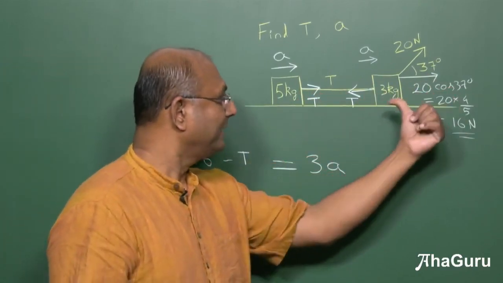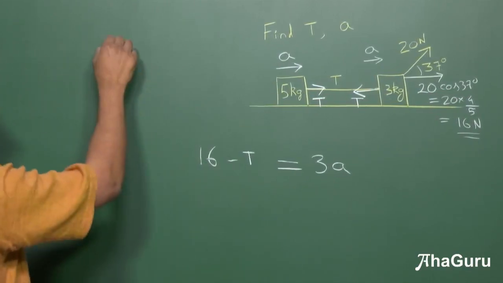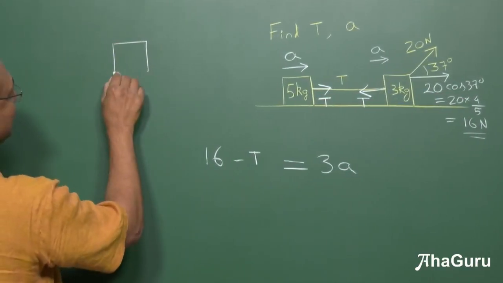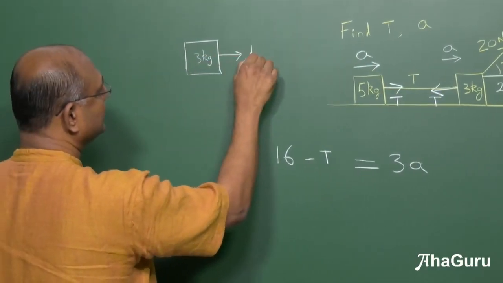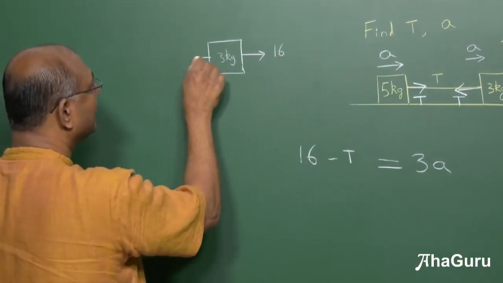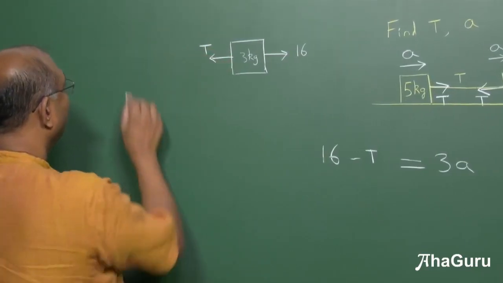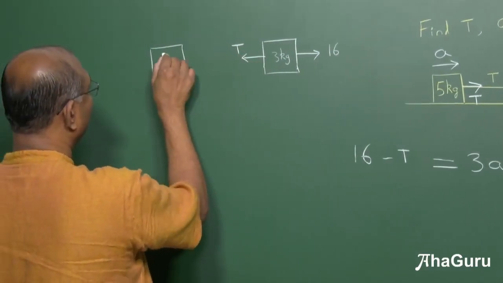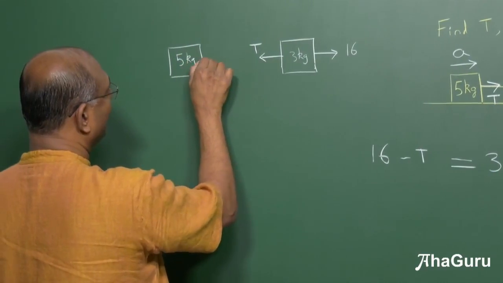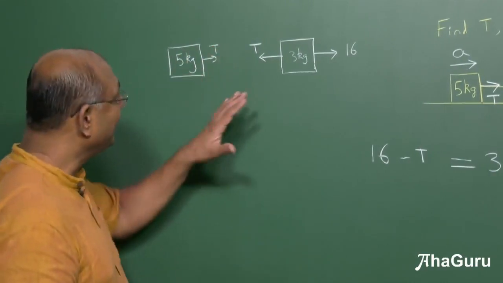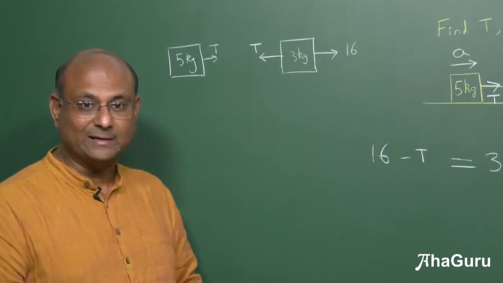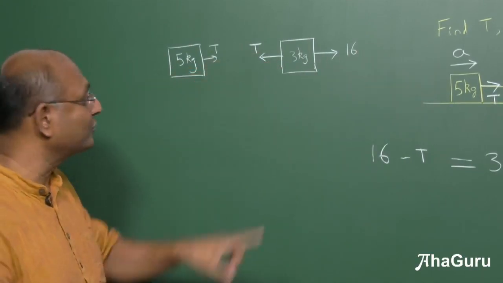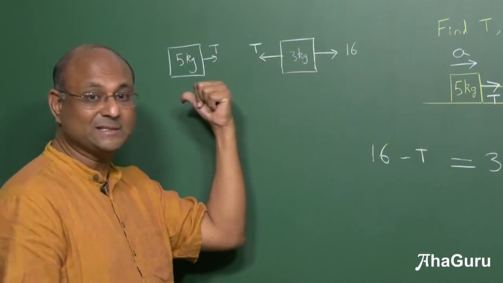16 that way, T is this way. If you want, I should draw this more carefully like this. 3 kg block, 16 newtons, T. And then separately, 5 kg block, only T. In the beginning when you are learning, you should do this. Afterwards, when you are doing this in an exam, you will directly write it like this. So it's always good to do this first. So it's very clear. 16 minus T.